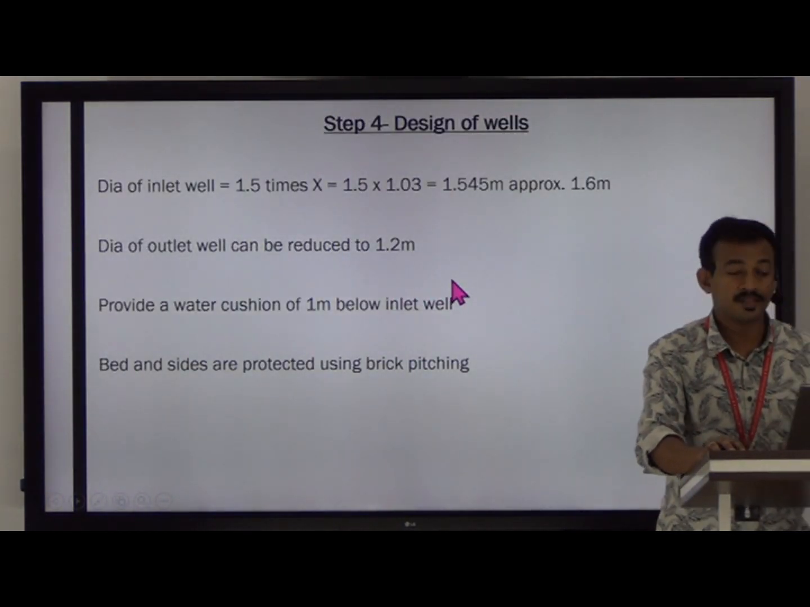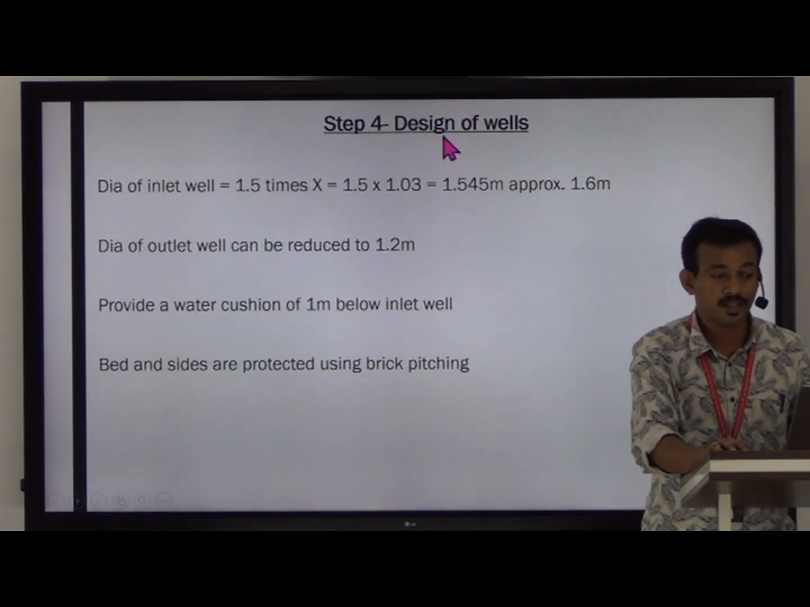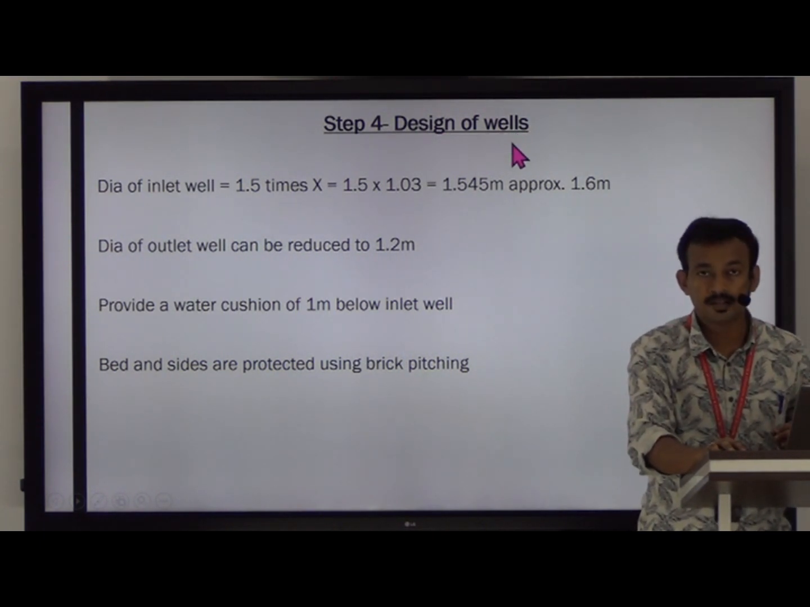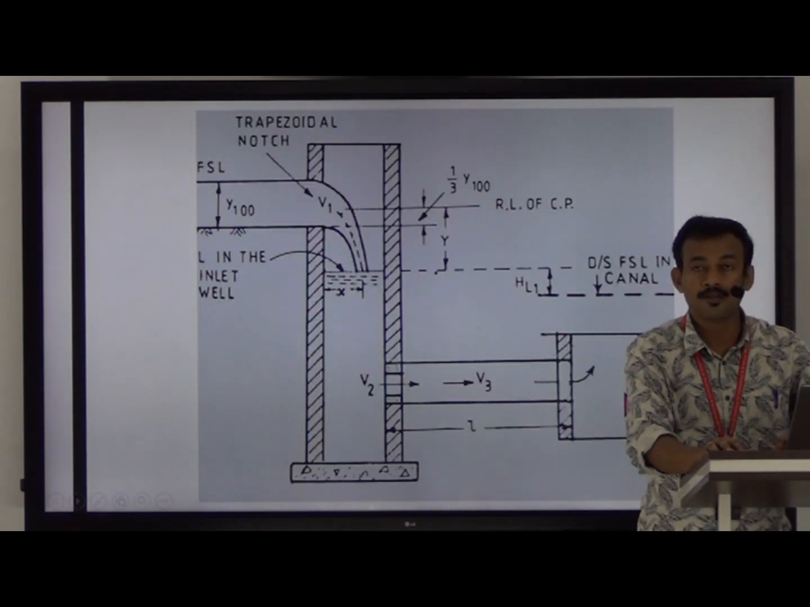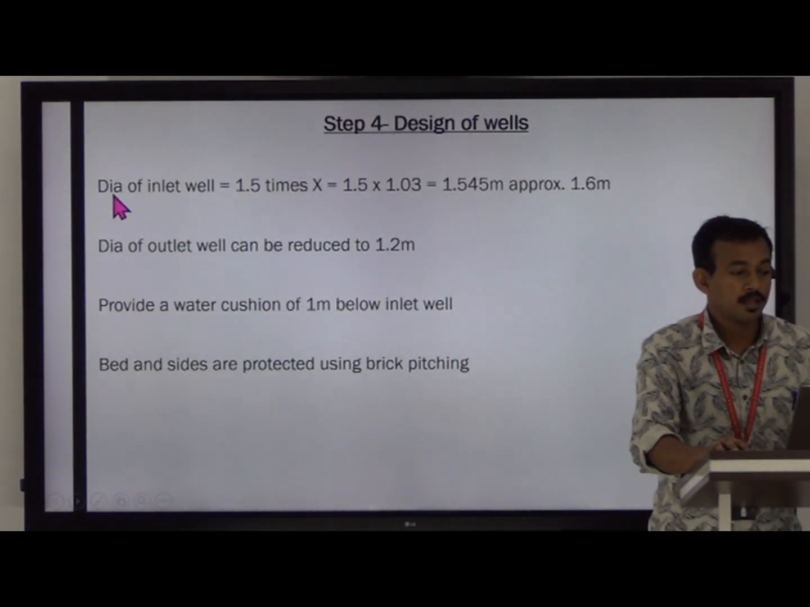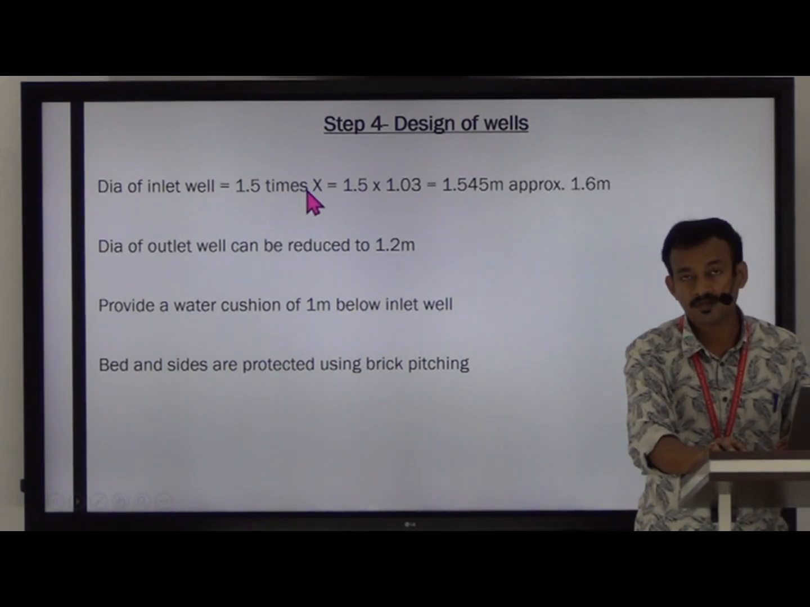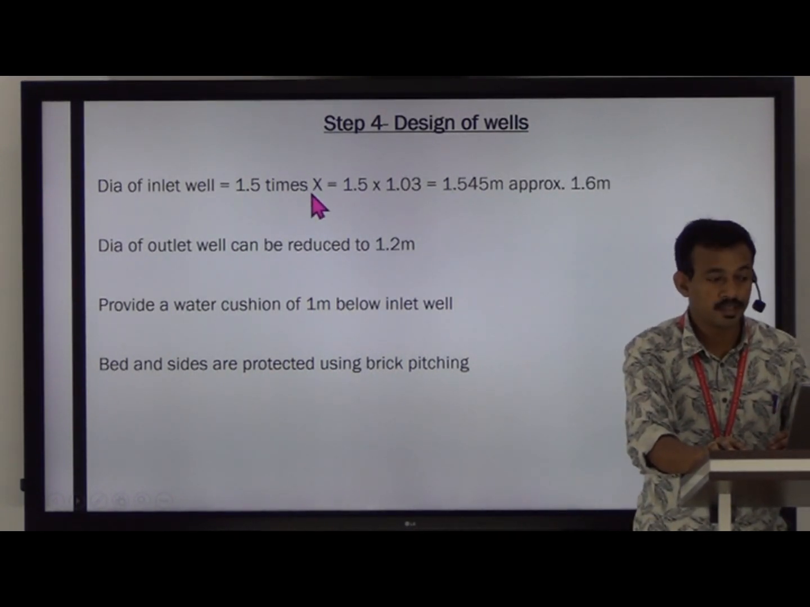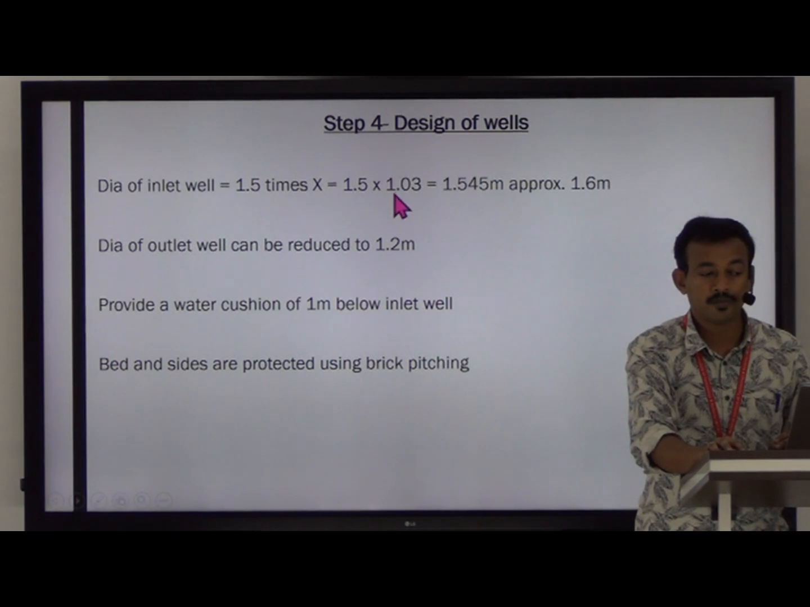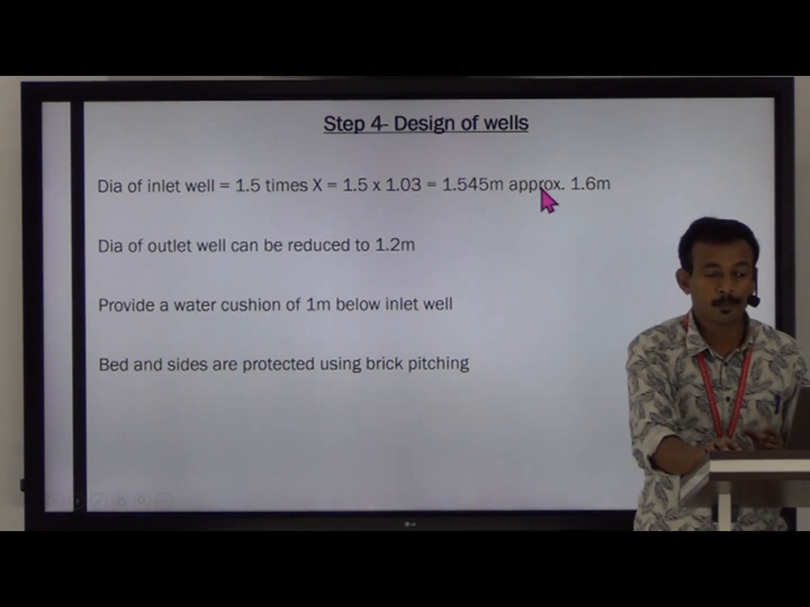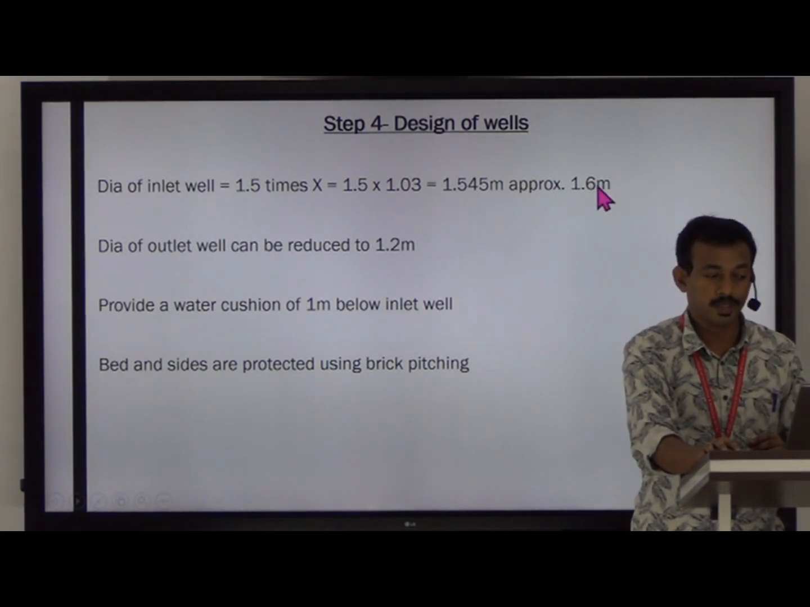Now moving to the last step, step number 4, that is design of wells. Here we are going to fix the diameters of the inlet well and the outlet well. The diameter of the inlet well can be 1.5 times the x value. X is calculated previously, so 1.5 times x will give you 1.545 meter approximately, that you can approximate to 1.6 meter.